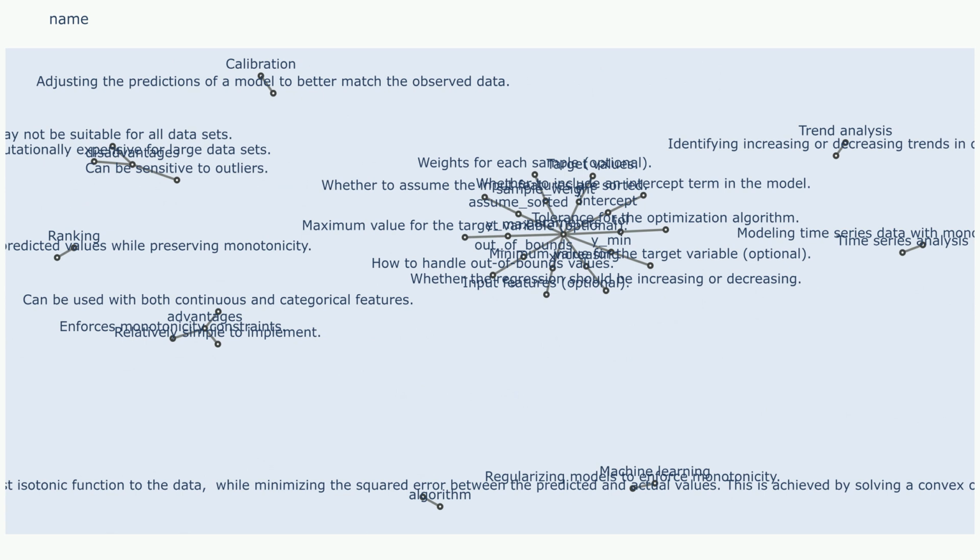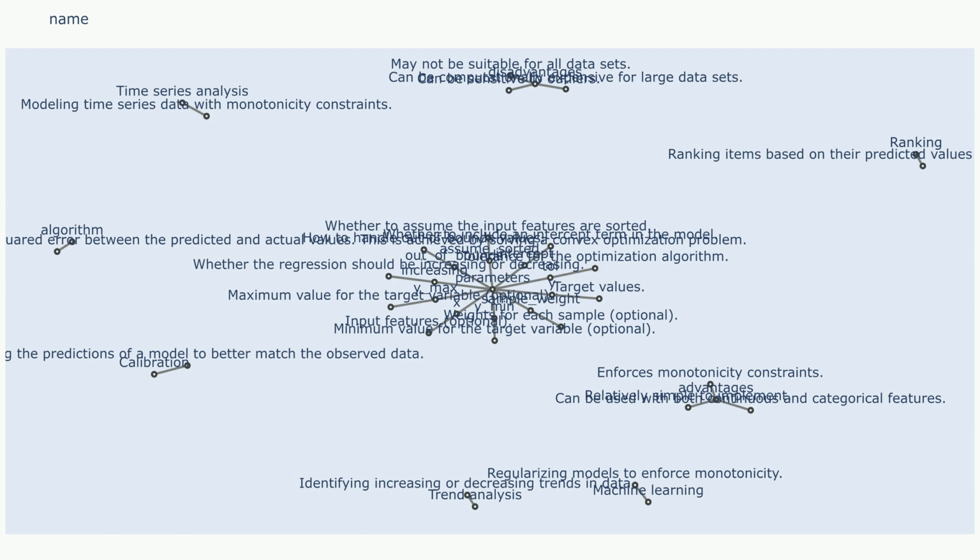YAML keys explained. Let's say you are working with a YAML configuration file for your model. Here's an explanation of common keys related to isotonic regression. IsotonicRegression. Type. This key usually specifies the class of the model, which would be IsotonicRegression in this case. Parameters. This section contains the configuration settings for the isotonic regression model. Increasing: Boolean. Whether to enforce a non-decreasing (true) or non-increasing (false) monotonic relationship.